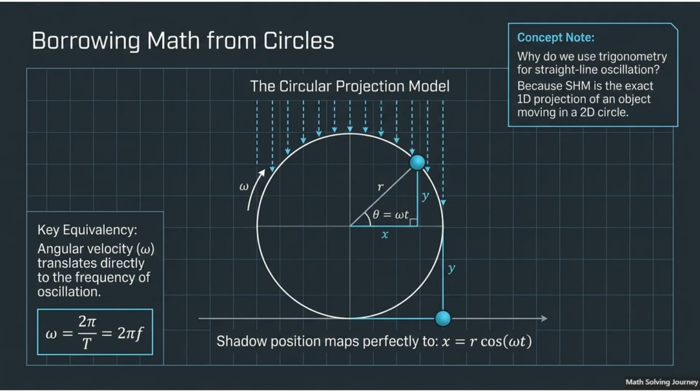We can model straight-line oscillations using trigonometry through the circular projection model. Simple harmonic motion is the one-dimensional projection of an object moving in a two-dimensional circle. The angular velocity, omega, translates directly to the frequency of oscillation.